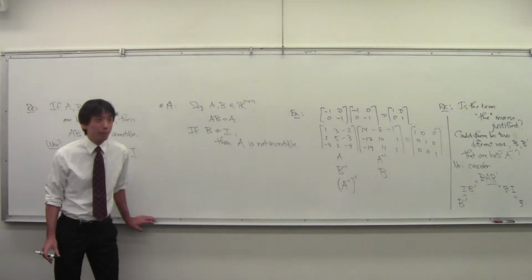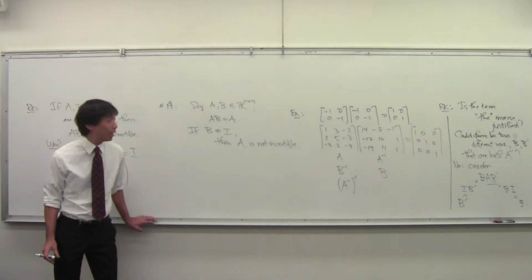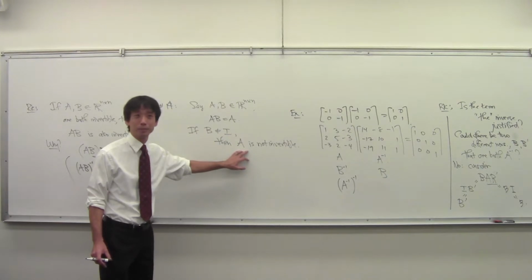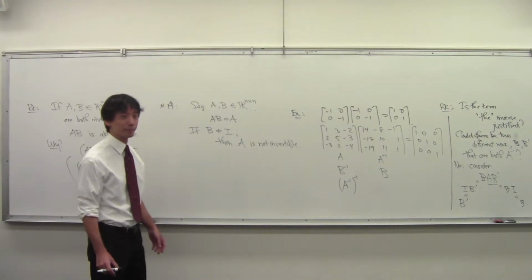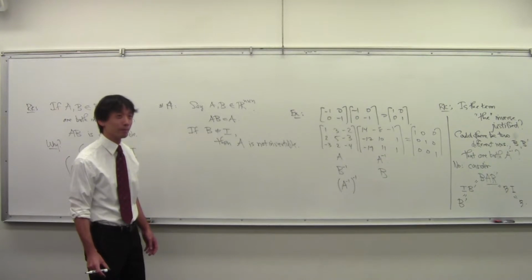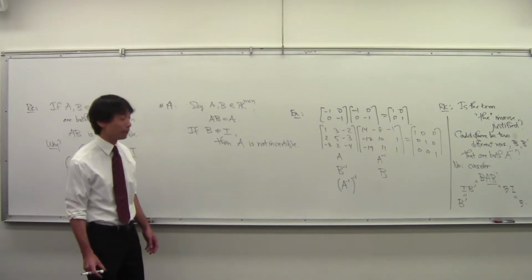Okay, who would like to say what they're thinking? Anybody have an idea? Why must A be non-invertible? Lizzie. My idea was that if you multiply both sides of AB equals A by A inverse, then you get B equals the identity matrix, which is not true. Great, so that'll do.